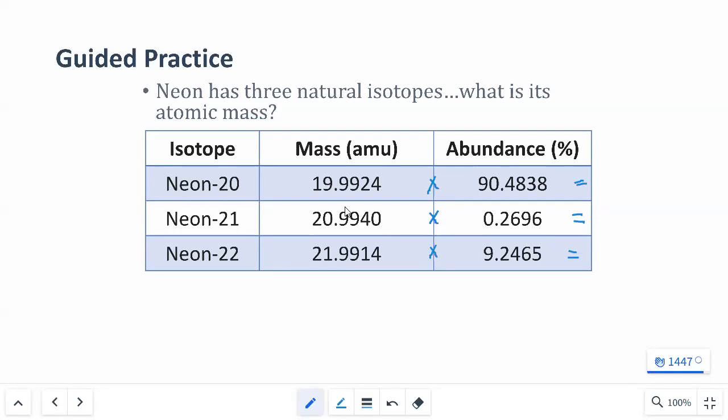19.9924 times 90.4838, to 6 significant figures, would be 1,808.99 AMUs. 20.9940 times 0.2696, to 4 significant figures, would be 5.660 AMUs.